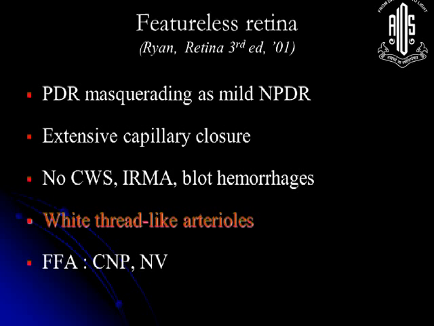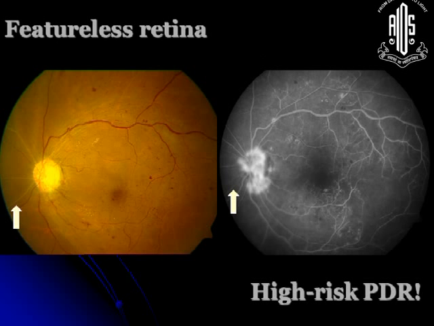What one needs to look for are these white thread-like arterioles, which you will very often see alongside, close to the disc. In angiography, you will see extensive deep capillary non-perfusion and new vessels. So this, to the casual eye, may give you the appearance of mild or moderate non-proliferative diabetic retinopathy. But if you look very carefully, as this arrow highlights, there are those white thread-like arterioles emanating from the disc. And when you do the angiogram, you're very often surprised that this is actually a case of high-risk PDR.